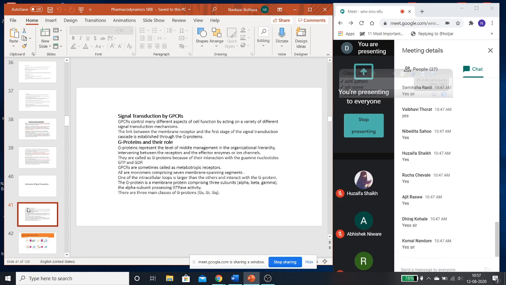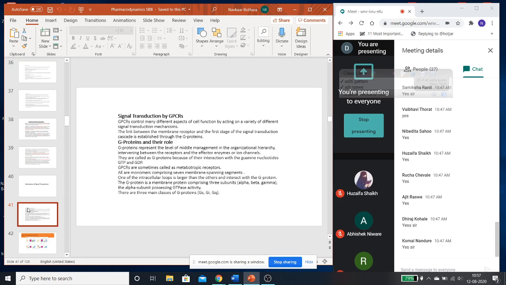G protein is a membrane protein which comprises subunits like alpha, beta, gamma. The alpha subunit has GTPase activity, just like we have seen ATPases. There are 3 main classes of G protein: Gs, that is stimulatory action; Gi, inhibitory action; and Gq, a miscellaneous type of action. We shall see all these G proteins and the signal cascades.